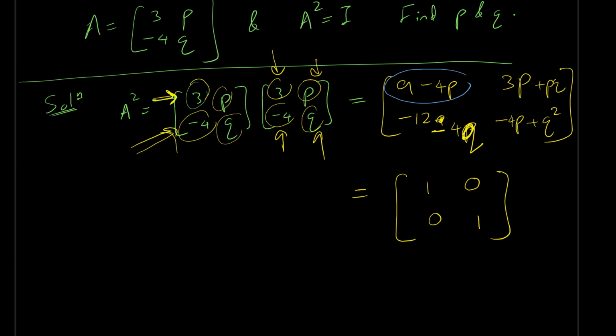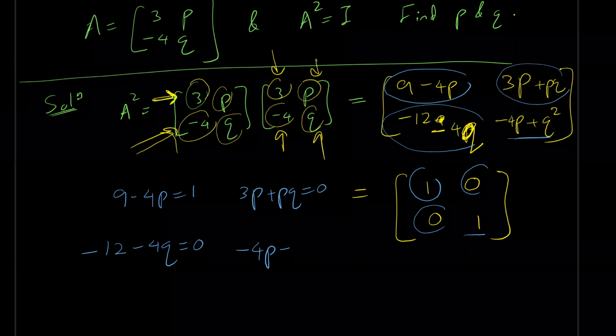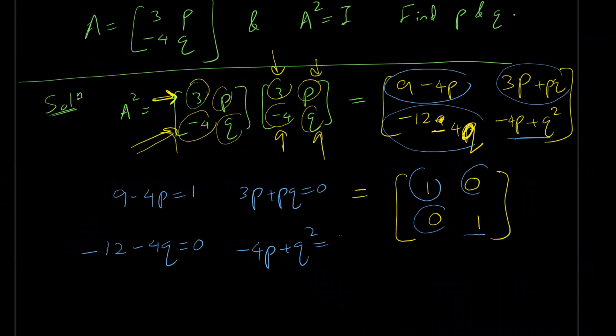This must be this. So 9 minus 4p should be 1. That's the first equation. This guy should be this. 3p plus pq should be 0. This should be this. So negative 12 minus 4q equals 0. Finally, this is this. So minus 4p plus q squared equal 1. Now what you need to do is solve them.